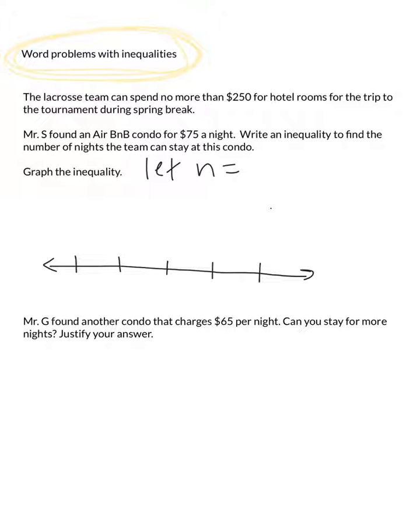We're going to look at some word problems with inequalities. The lacrosse team can spend no more than $250 for hotel rooms for the tournament during spring break. Mr. S found an Airbnb condo for $75 a night. Write an inequality to find the number of nights the team can stay at this condo. So we're going to let n equal nights.